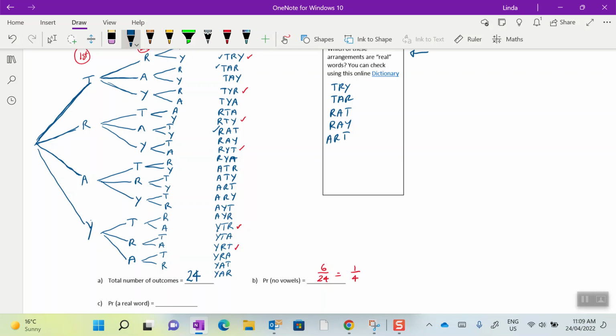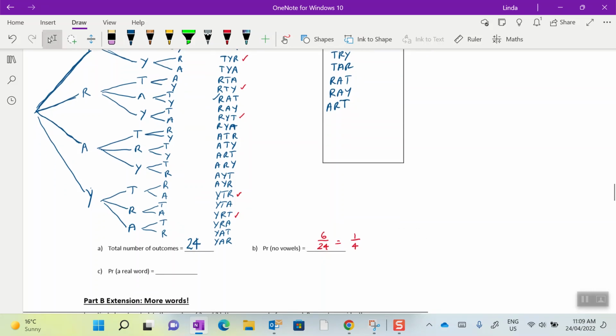And I can't see any other words that even look like they might be a word in my ones. Yar and yat, maybe I should check those, but I'm pretty sure they are not words. But if I was you, I would be checking everything just to make sure. So I have a total of 5 real words out of 24 three-letter combinations. That doesn't simplify, so my answer is just 5 out of 24.